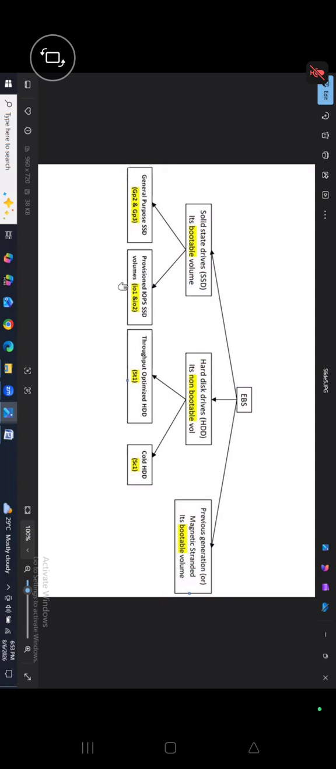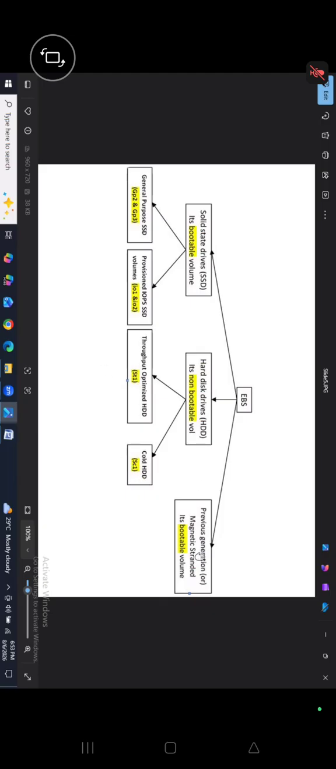So provisioned IOPS. Coming to HDD, we have two types. One is throughput optimized and then cold HDD. In the name itself, throughput optimized, right? I'll tell you what is IOPS, what is throughput, don't worry, okay? So ST1, SC1.